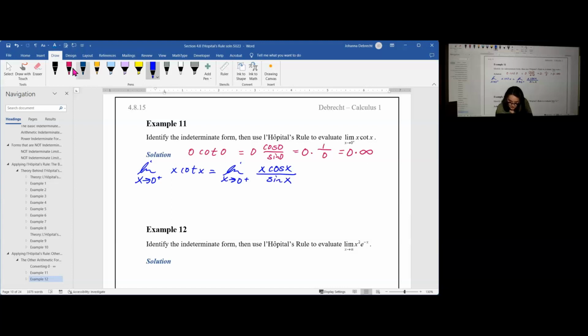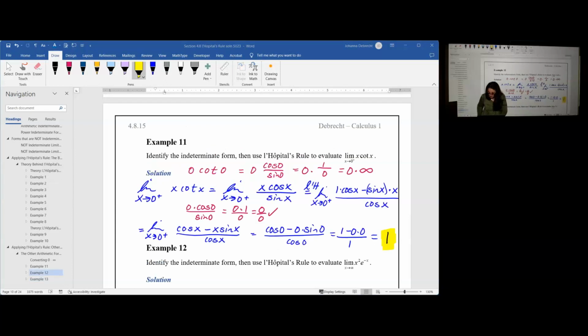Now when I try to substitute, I have 0 times the cosine of 0 divided by the sine of 0, which gives me 0 times 1 over 0, which is 0 over 0, which is in fact one of the two basic indeterminate forms. Now I can apply L'Hopital's rule. I want you to pause the video and work it out, and turn the video back on, and we'll compare. Note that you are going to have to apply the product rule.